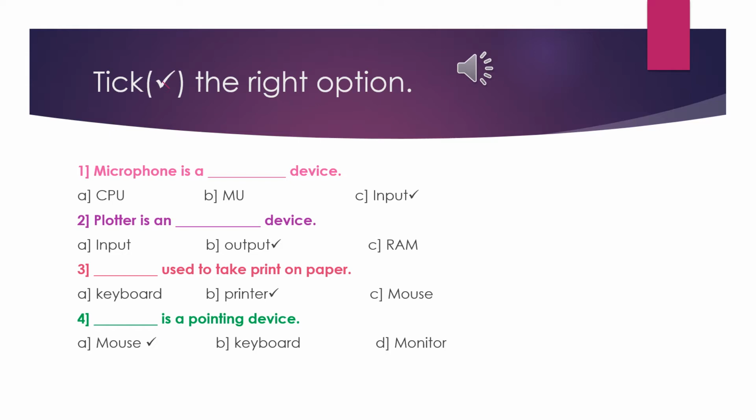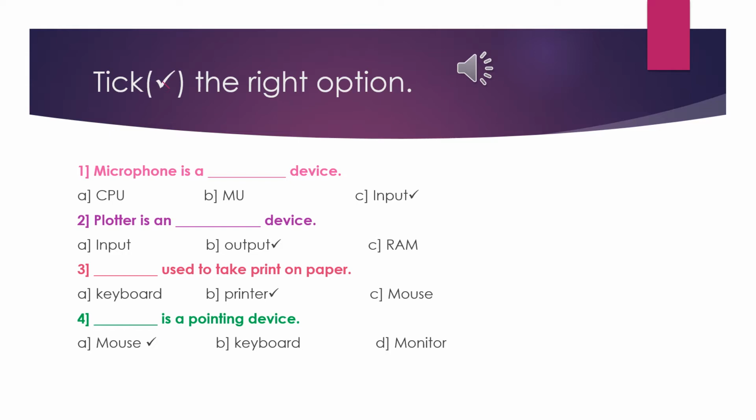Question number 2, plotter is an dash device. Again, 3 options are there. A, input, B, output, C, RAM. The correct answer is B, output.